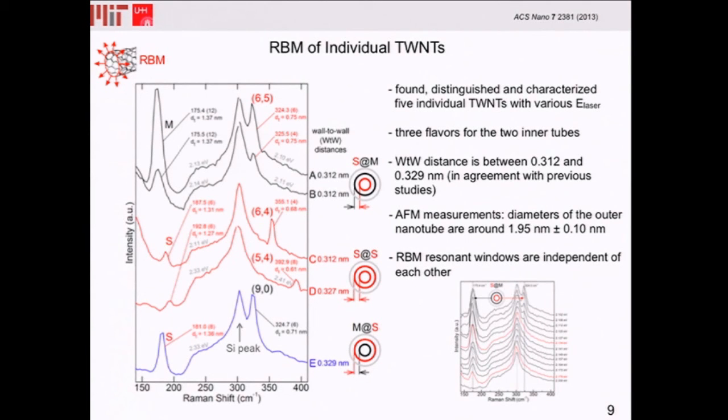We also changed the laser energy, so we get very nice results about, for example, the radial breathing mode windows. Here you see that the middle or host radial breathing mode starts to increase in intensity by shifting the laser energy from the green laser to 2.1 electron volts, and the inner tube just starts at around 2.19 electron volts to increase, and so we found that the resonant window of the inner tubes is around 0.5 electron volt.